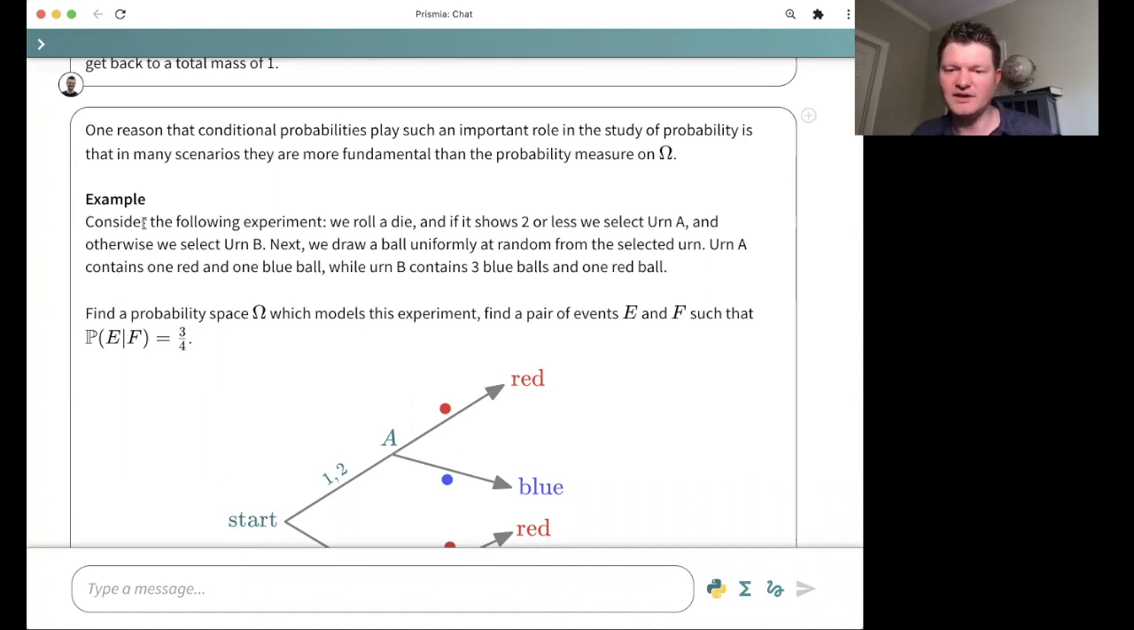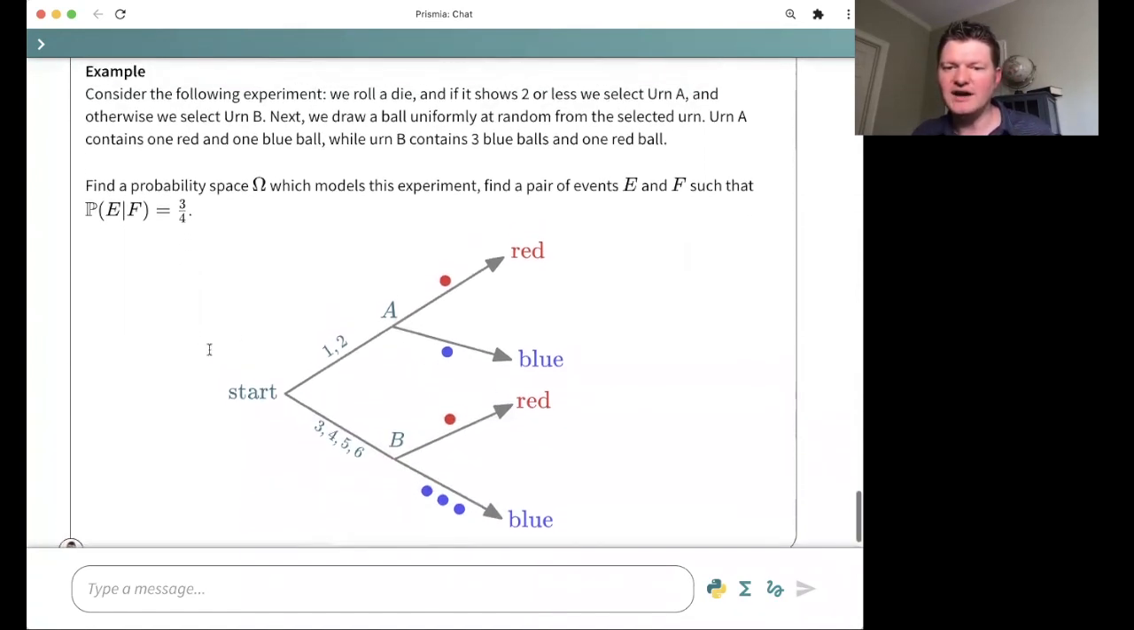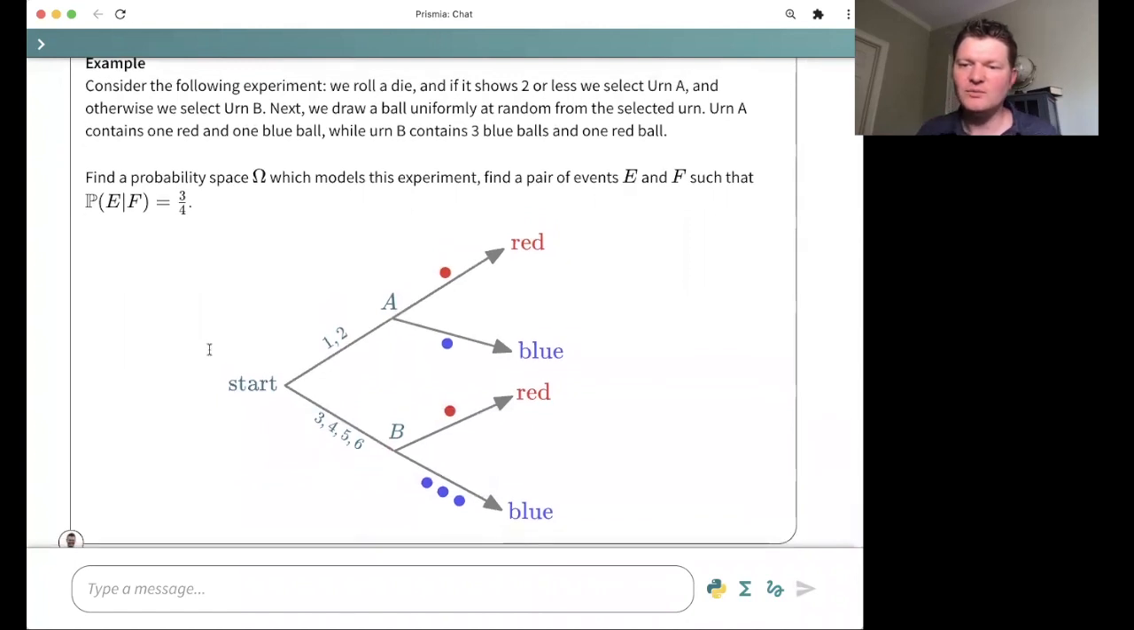So I'll give you a really simple example. Imagine that we roll a die, and if it shows 2 or 1, then we select urn A. And if it shows up anything else, we'll select urn B. And these urns have different numbers of balls in them. Urn A has 1 red ball and 1 blue ball, and urn B has 1 red ball and 3 blue balls. And after we select an urn based on the die roll, we then choose a ball out of the urn and then record its color.